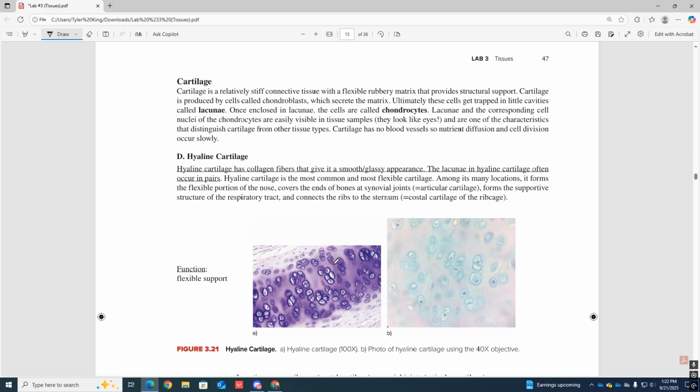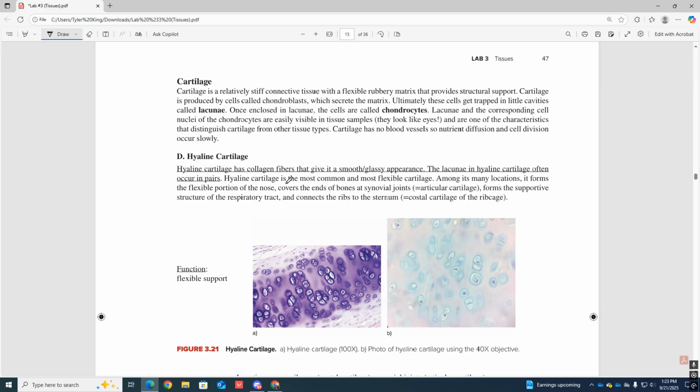Those are lacunae. So one other distinguishing characteristic is they mostly work in pairs. Lacunae mostly are found in pairs, so you kind of see them next to each other here. Pair, pair, pair, pair, pair. But the lacunae are arranged in different varieties depending on which type of cartilage you're looking at. With hyaline cartilage, it's going to have a lot of collagen fibers. They give it a smooth, glassy-looking appearance. Lacunae in hyaline cartilage are often found in pairs, as it says here.